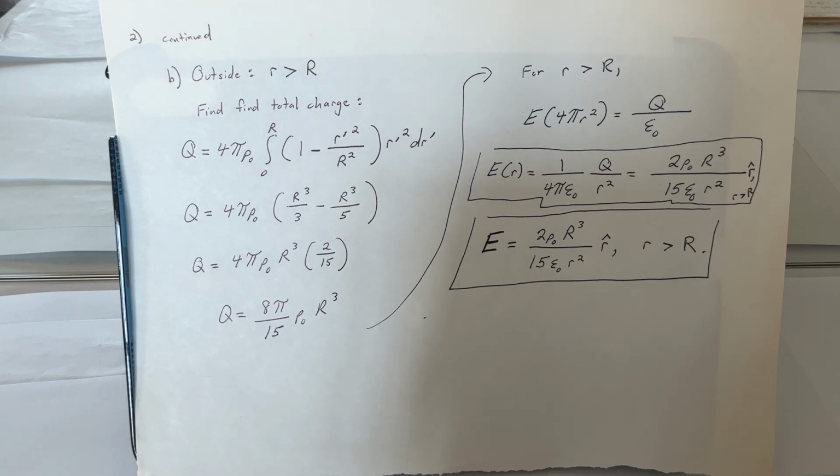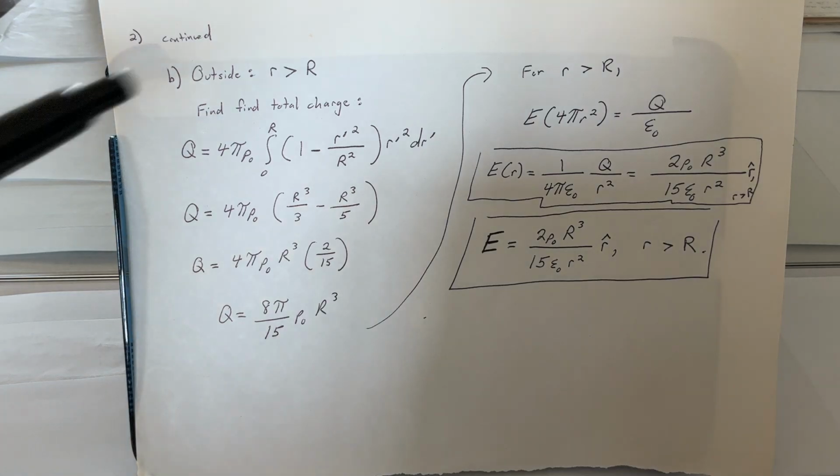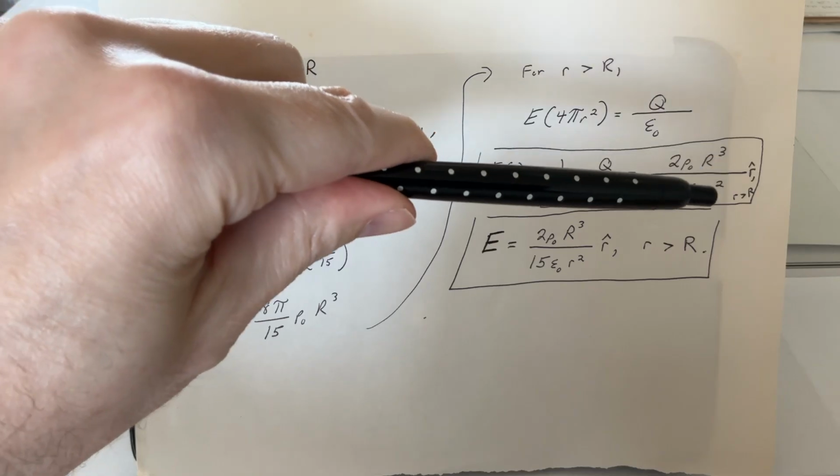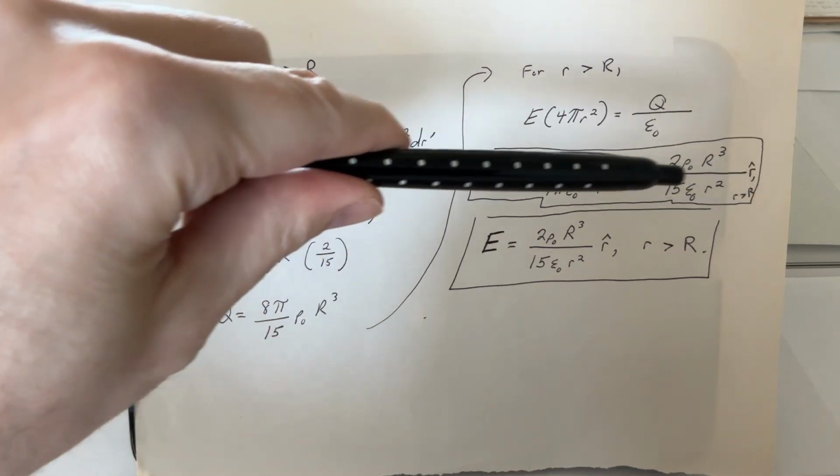Okay, so what we're going to get here for r greater than capital R, E times 4 pi r squared is going to equal Q over the permittivity of free space. So we wind up with E of r is 1 over 4 pi epsilon naught times Q over r squared, and that's going to equal 2 rho naught capital R cubed over 15 epsilon naught r squared times r hat, where r is greater than R.